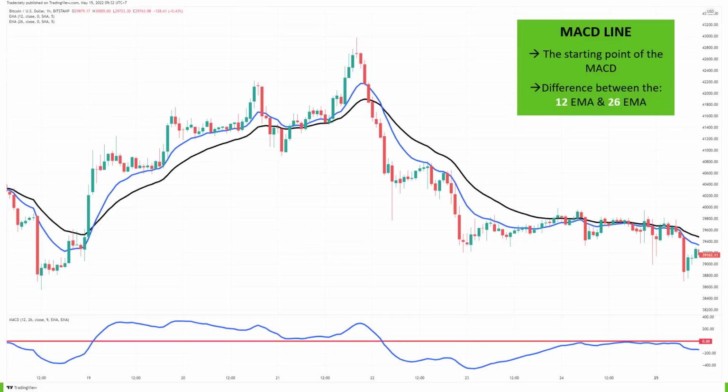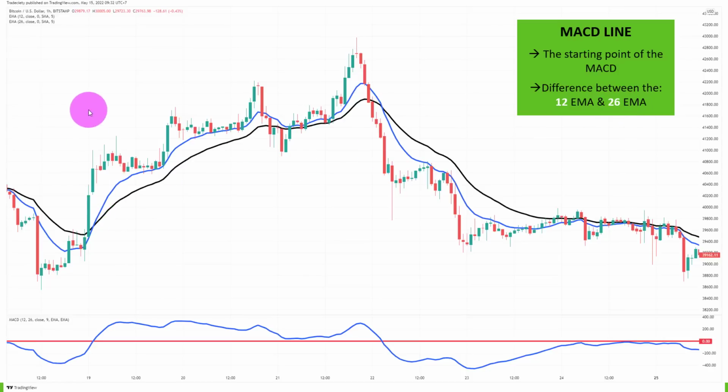So the MACD has different components when you throw it onto your charts, and let's take a look at them step by step. The first one is the so-called MACD line, and generally after you apply the MACD to your charts, you will have a histogram and then also you have the MACD line. And the MACD line is nothing but the difference between the 12-period EMA and the 26-period EMA.